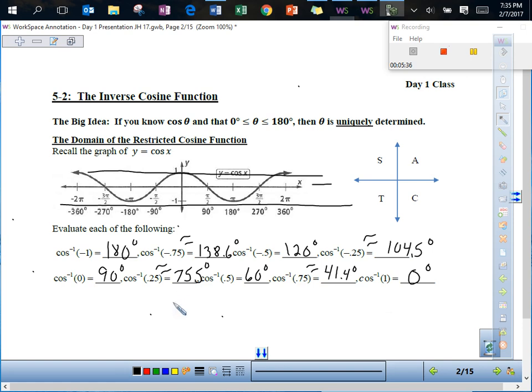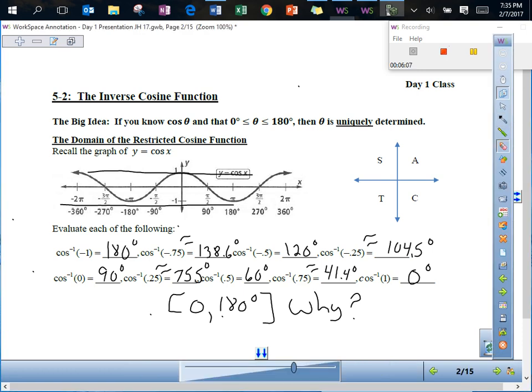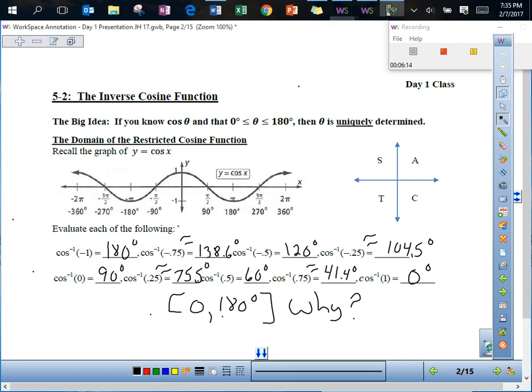Now notice what my calculator gave me. It gave me numbers between 0 and 180 degrees. Our question is, why is that? Why did my calculator only give me those kind of numbers? Well, here comes some thinking for us. I need to restrict. I need to pick a portion of this graph so that it would be 1 to 1, pass the horizontal line test.